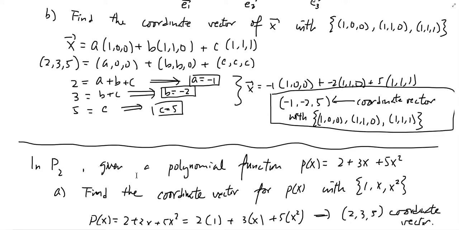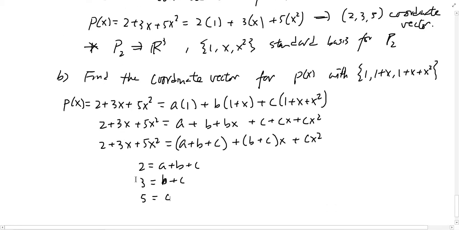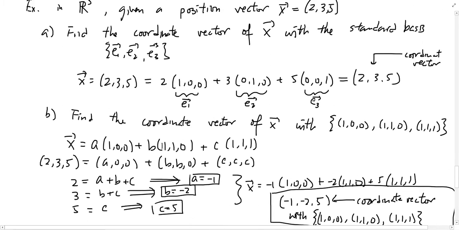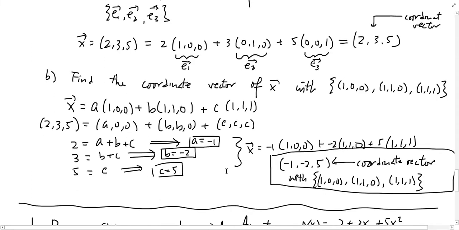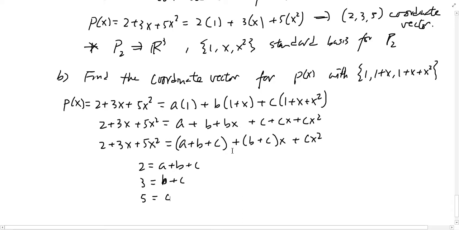Okay, and that's the important part of why we developed this concept: now I can use the same exact idea that we used to deal with R3 in P2, even though we talk about completely different things. This is a polynomial, it's not a position. But yet, it's kind of like a position in R3, which is one of the main reasons why we define them to be called vector spaces, because they function like a space. And therefore, we already know the answer to this. a is -1, b is -2, and c is 5.